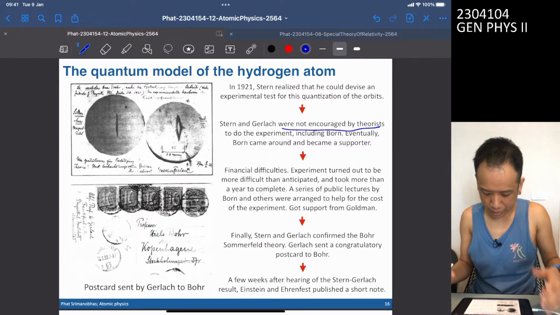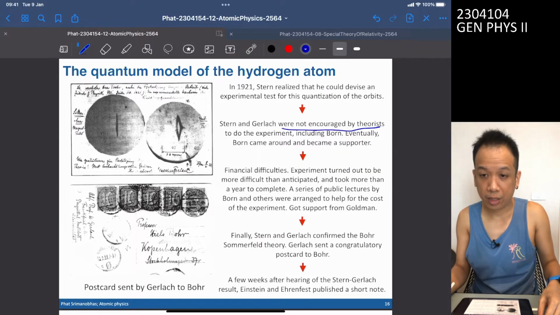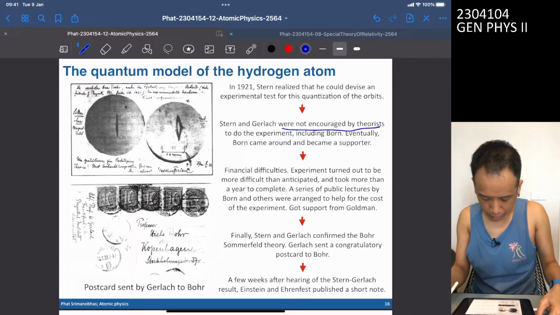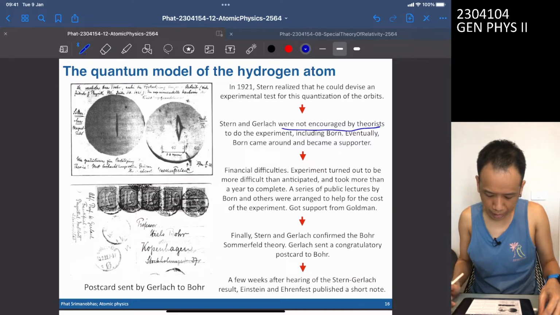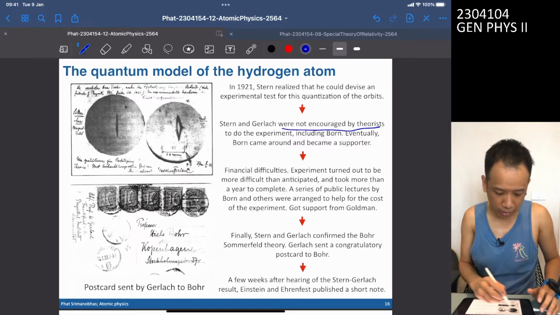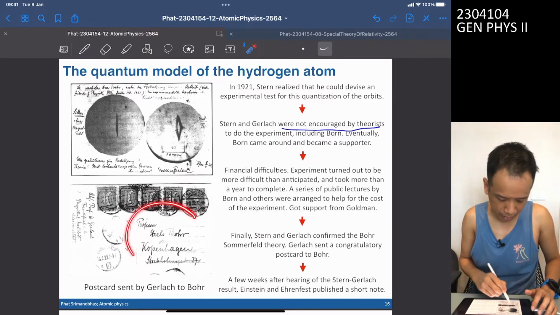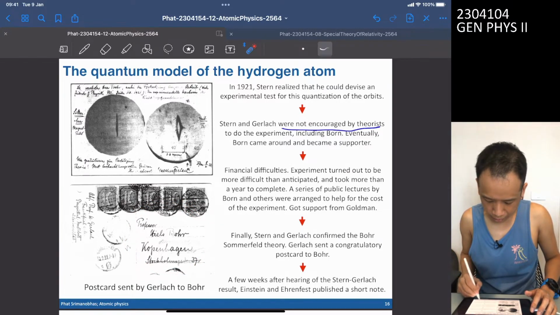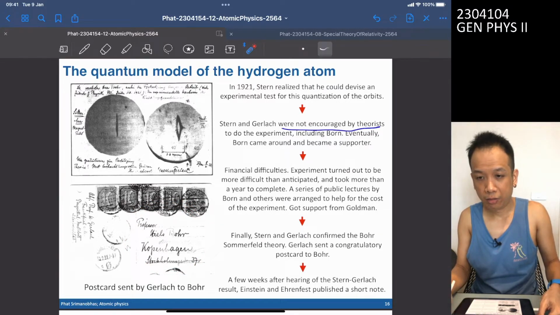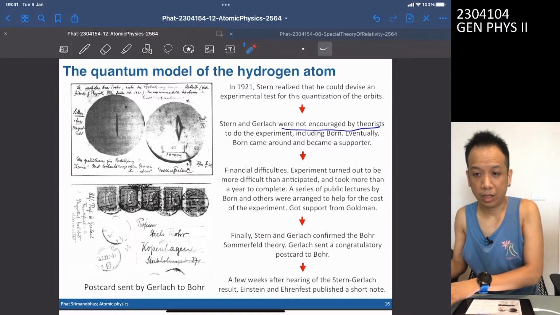So they needed a public lecture series to collect money for the operations, and they needed support from private sectors. Finally, Stern and Gerlach confirmed the Bohr-Sommerfeld theory. Then Gerlach sent a congratulatory card to Bohr. This is the postcard, and one side of the postcard shows the experimental result. You can see that it is sent to Niels Bohr. A few weeks after the results came out, famous theorists like Einstein and Ehrenfest published a short note on this experimental result.